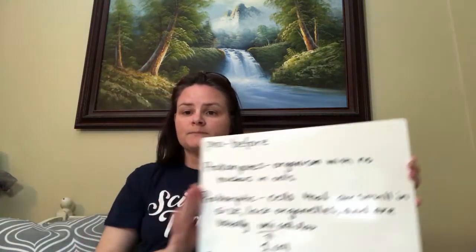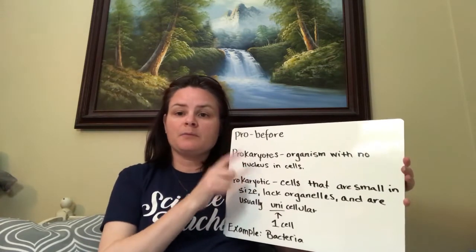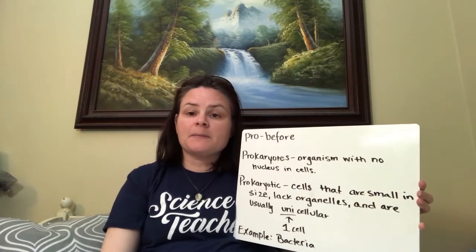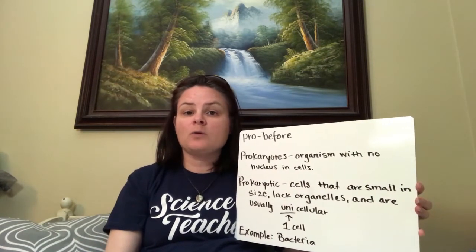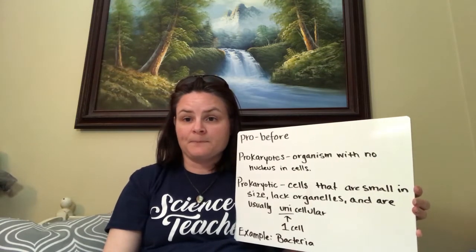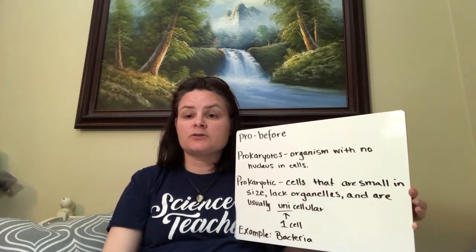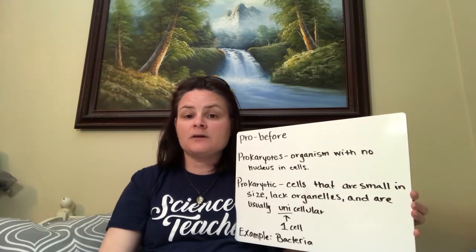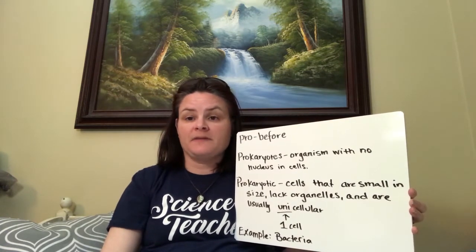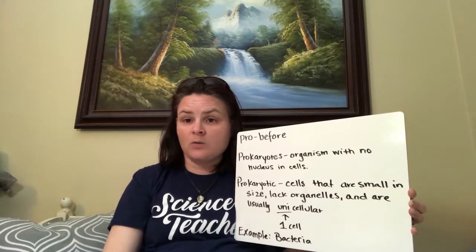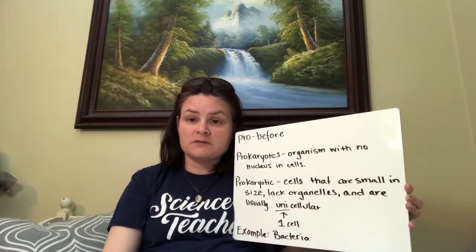So let's talk about prokaryotic first for a moment. Pro means before. So I'm looking at before membranes or before nucleus. Now if I'm considered a prokaryote, I'm an organism with no nucleus in my cell. These prokaryotic cells are usually smaller in size, they lack the organelles, and they're usually found in unicellular organisms. So I'm usually a one-cell organism. My biggest example of those that we are going to look at are bacteria cells.